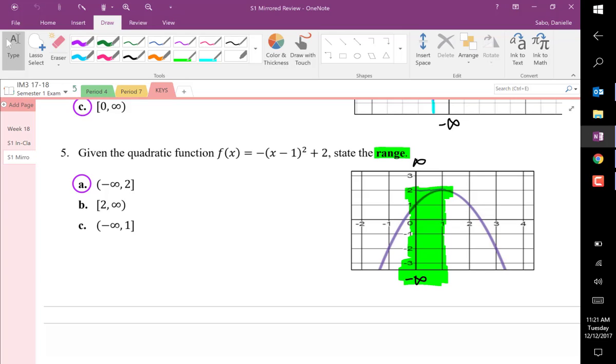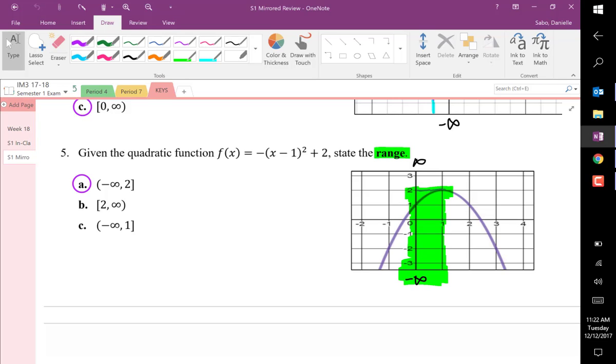Bottom to top, yes. The range is always bottom to top, and that's why the negative infinity is down here at the top. Some of you put 2 to infinity because you remember doing interval of decrease with me earlier that day. If I asked you for decrease, it would be 1 to infinity, but I asked you for the range, which is negative infinity to 2.